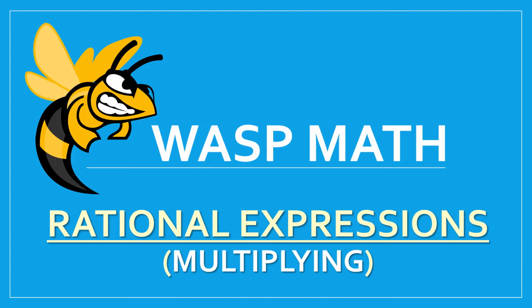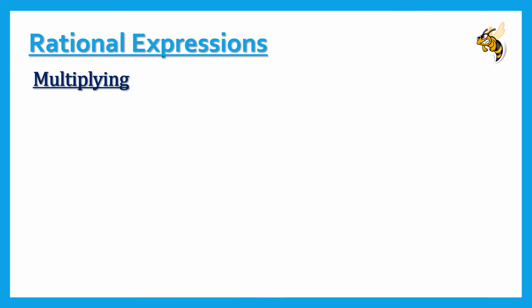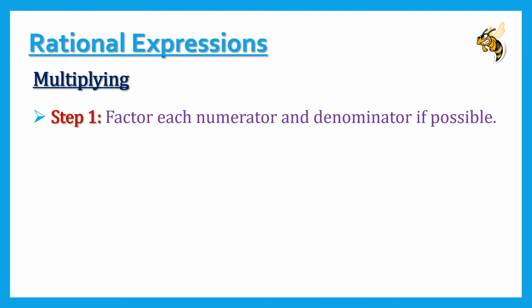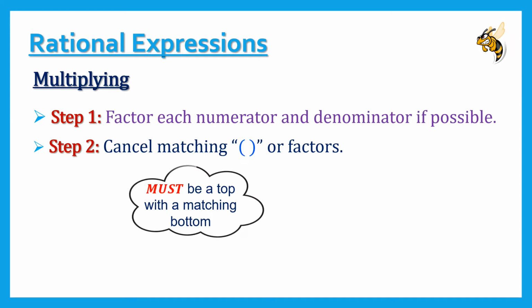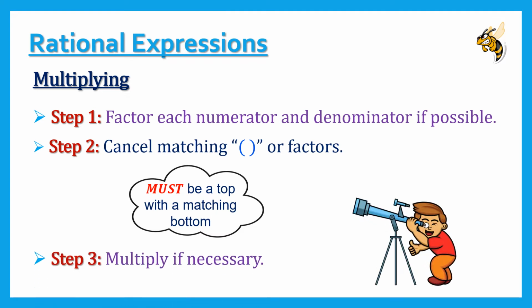This video will focus on rational expressions with an emphasis on multiplying. Step 1. Factor each numerator and denominator if possible. Step 2. Cancel matching parentheses or factors, and it must be a top with a matching bottom. Step 3. Multiply if necessary. Most of the time, you won't need to multiply.